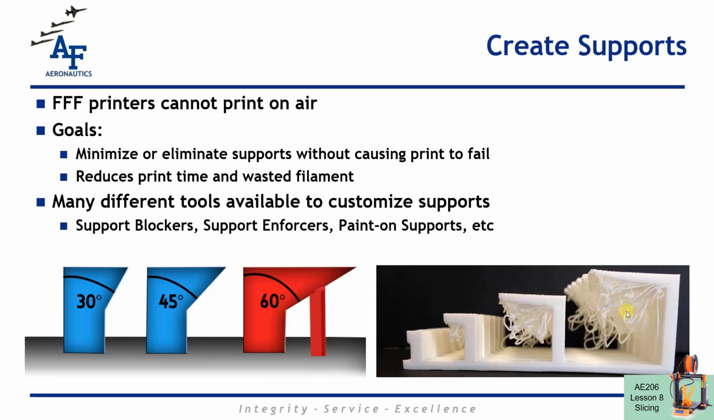The goal with creating supports is to ensure that the part prints successfully, but also minimizing wasted filament. Because if we printed this part and we needed to put supports under this whole overhang, we would be doubling or more the amount of filament required to make this print successful. So we want to think about what is the best orientation to put the part in to minimize the supports, and I'll show you what that looks like later.